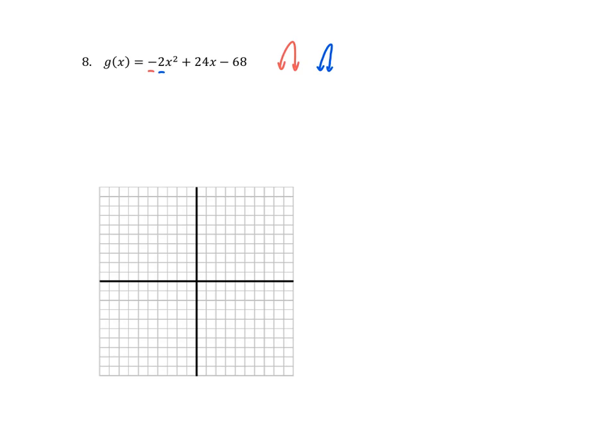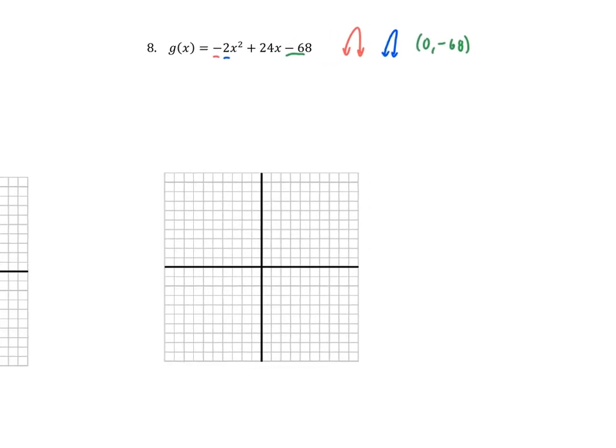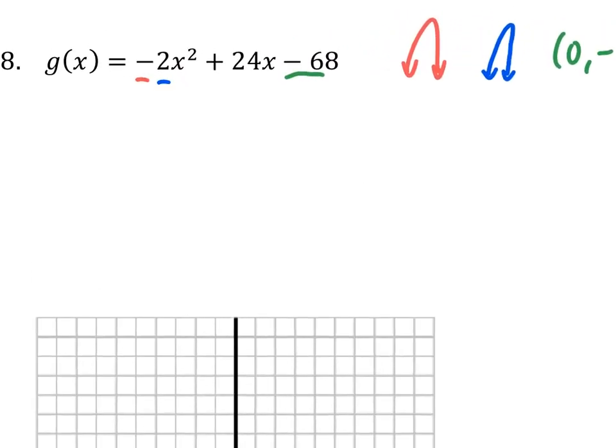Oh, bonus joke. And we know that the y-intercept is at negative 68, which really probably is not going to help us very much. So we're just going to have that, but not do anything with it. We're going to go ahead and get this into vertex form first, but we're just going to keep that stuff in mind for later as checks on our work.